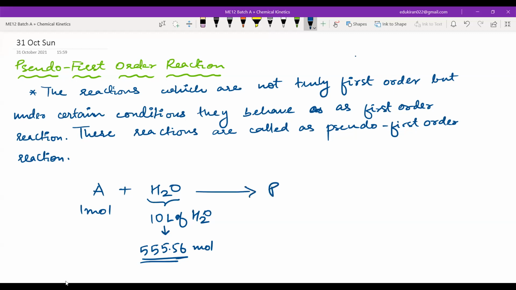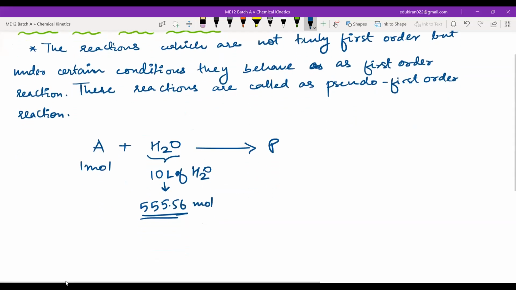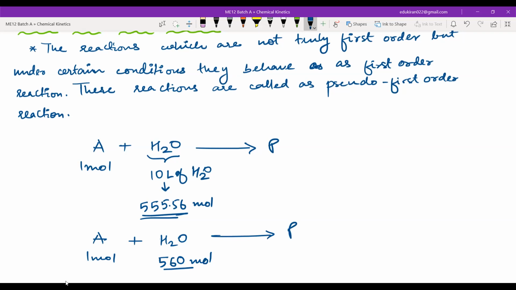And this is giving you some product. But tell me, how will the rate change? I change the concentration of water. This A is 1 mole only, but I increase the concentration of water to, let us say, 560 moles. Now tell me, will there be any significant change in the rate of reaction? No, right? There will be no change in the rate, because there is no significant change in water concentration.